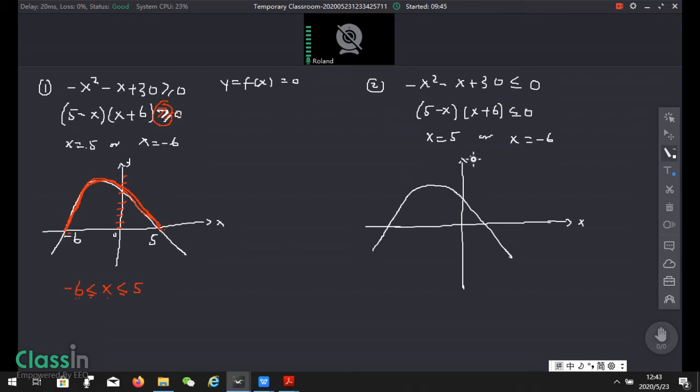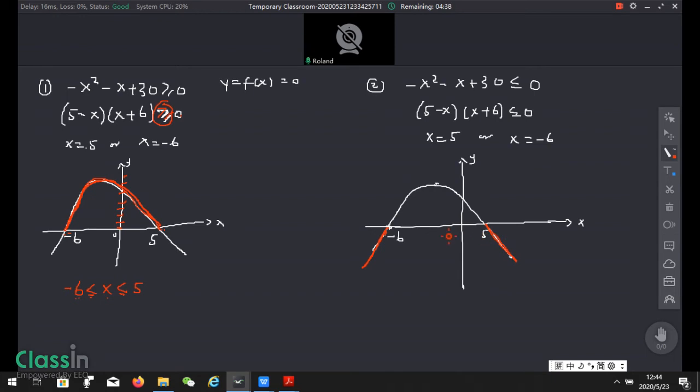So if this is y, we got -6 and 5. Remember, this may not be the turning point, okay? I'm not interested in the turning point. I'm just interested in where it crosses the x-axis. So the graph may be wrong, okay? So if the expression is less than or equal to 0, we're talking about a portion which is 0 or negative. And this is the portion of the graph which is 0 or negative.